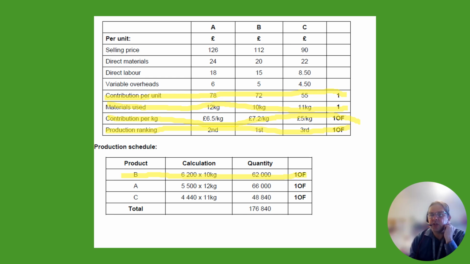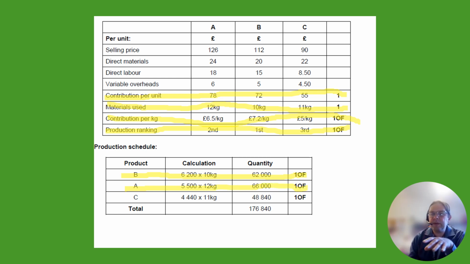At the beginning of the question, we said that B has a maximum demand of 6,200 units. So we're going to make 6,200. We're not going to make more than that. Sales are the limiting factor. We're going to make as much as we can sell. And as that uses 10 kilos per unit, that's going to use 62,000 kilos. So we need to say how many kilos we're going to use. Then with A, which is second ranked, we're going to make the 5,500, again times it by the 12 kilos, and we're going to have 66,000.